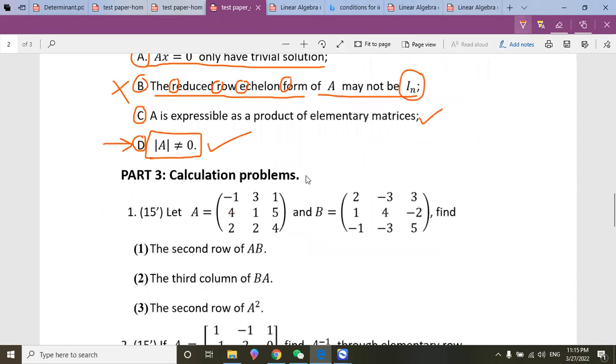Part 3, we have some calculation problems, and these problems are a little bit complex, but not too complex. If you practice 2 or 3 math problems on your own, I think you can master these types of problems. They are not so difficult, okay? So let's have a look.